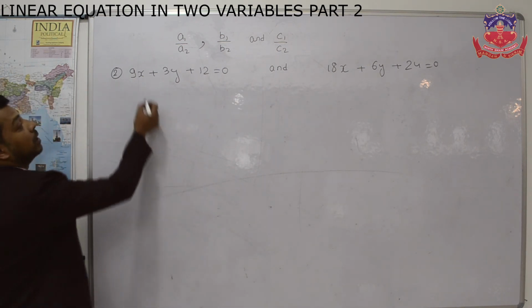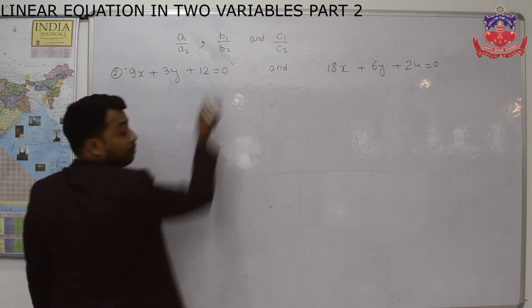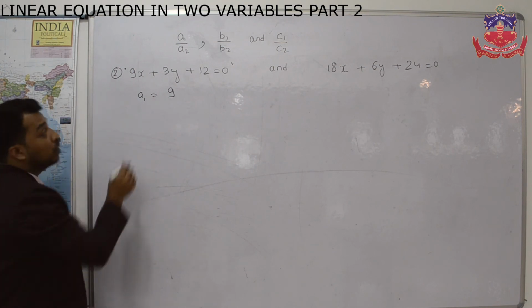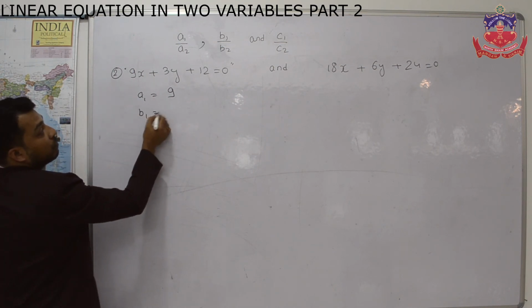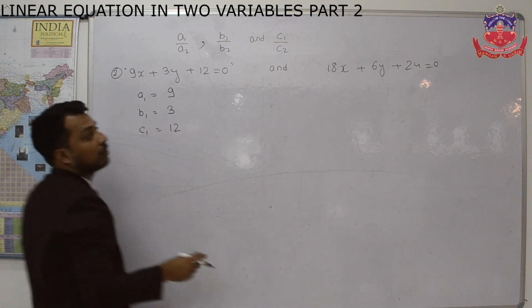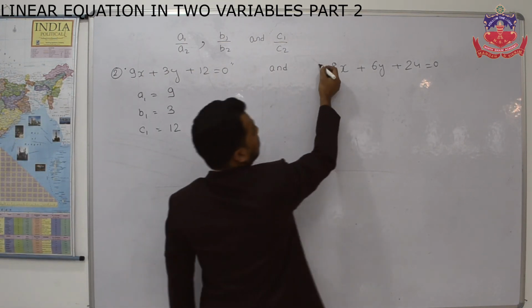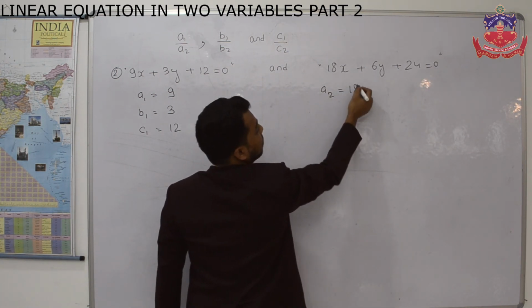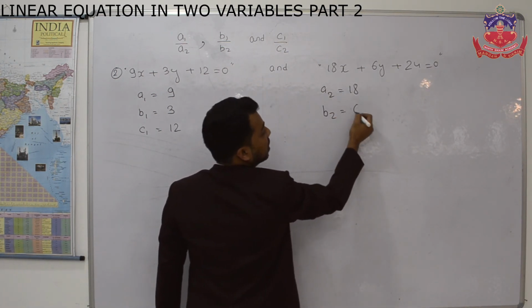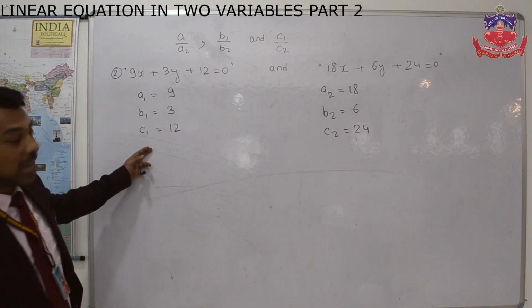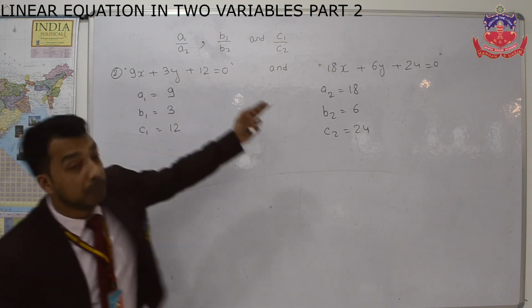Since this is your first equation, you write A1, which is 9. I hope you have understood. Second one is B1, that is 3, and C1, which is 12. For the second equation, you write A2, which is 18, B2, which is 6, and C2, which is 24. So you have written the values of A1, B1, C1, A2, B2, C2.